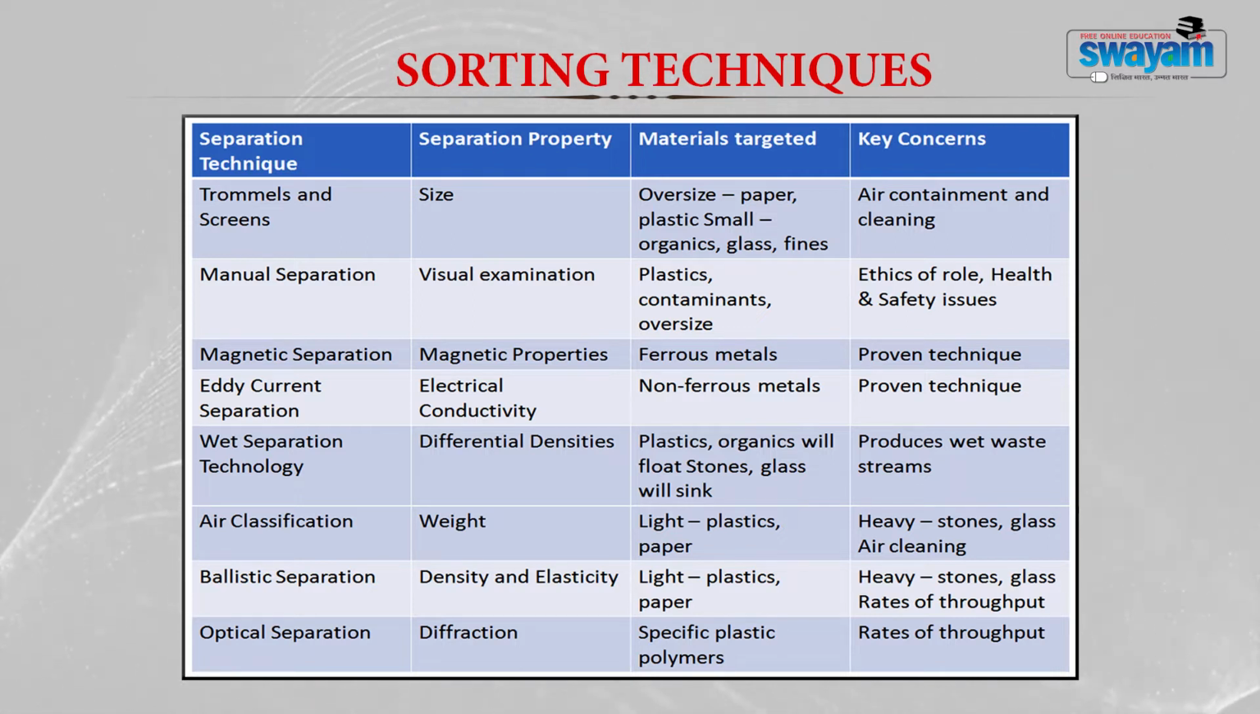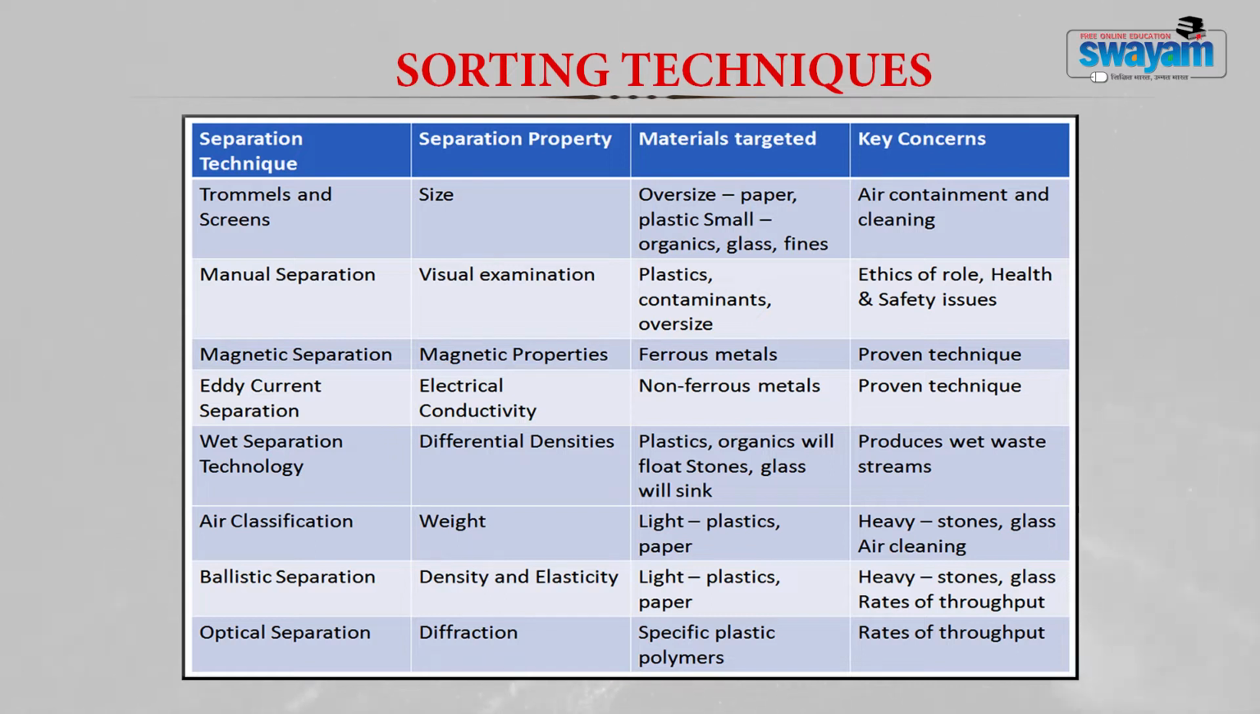The other technique which is used is magnetic separation. This separation occurs based on the magnetic property. Ferrous metals are easily separated, and this is one of the well proven techniques. Eddy current separation again uses electrical conductivity as a separation property, and non-ferrous metals are separated.